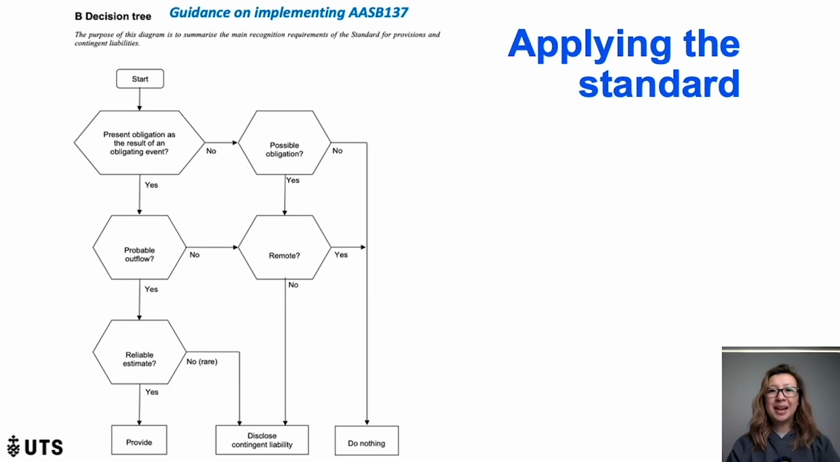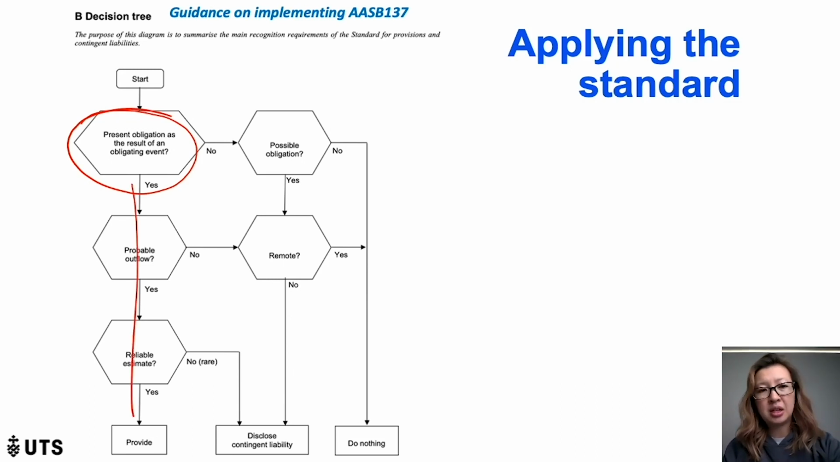So in terms of applying the standard, this is AASB 137. We have to start with, let me get my pen ready, is there a present obligation as the result of a past event? If there is, so it's a real present obligation, then we just go down the path down here, and that path is just real liabilities. So it's not even contingent liabilities. That's a real liability on the balance sheet.